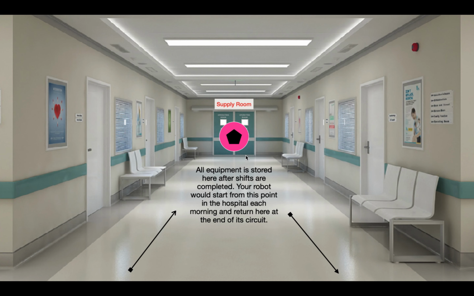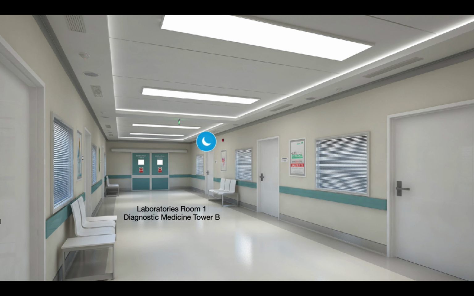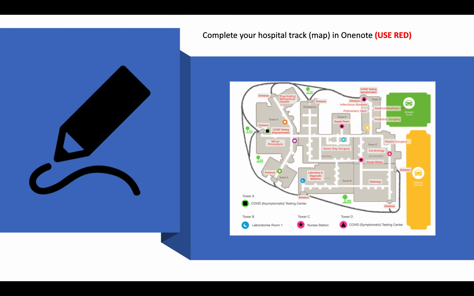We'll do that later. This, just to give you a sense, this is what the hospital would look like inside. So this is the supply room. Again, the doors open automatically to enter and exit. This is just the hallway down by the laboratories or diagnostic medicine. And this is, again, just a quick overview of the map.